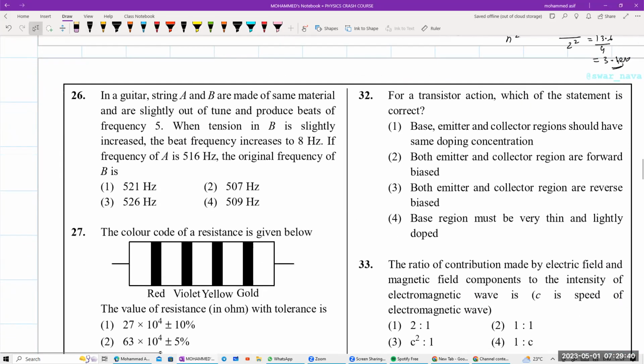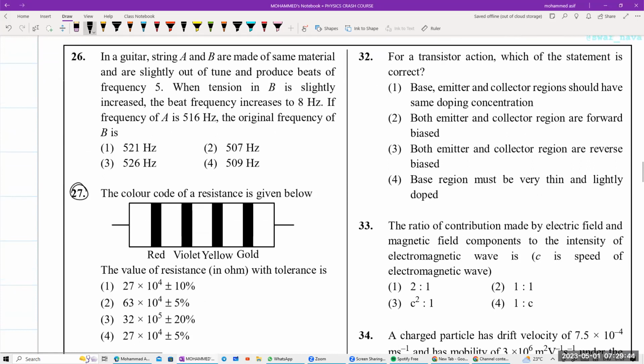Yeah, very good. Question number 27, Gary. The color code of the resistance is given below: red, violet, yellow, gold. The value of resistance with the tolerance will be equal to how much? Red के लिए क्या होगा बेटा? 2. Violet के लिए 7. Yellow is 4th element and gold is 5%.